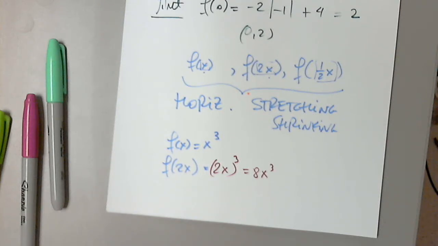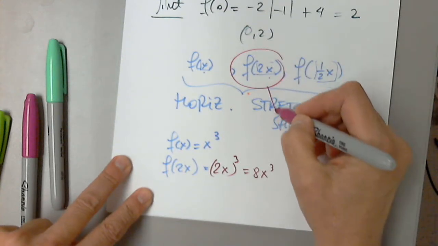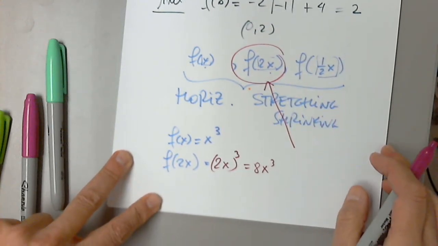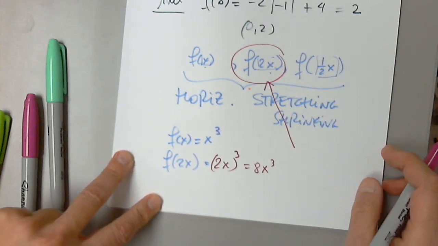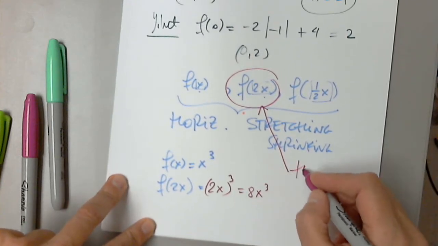What happens horizontally when I do that? So this is x cubed, 2x, everything cubed. So it's exactly the opposite. So this is a horizontal shrinking of the graph. Exactly the opposite of what you would expect.